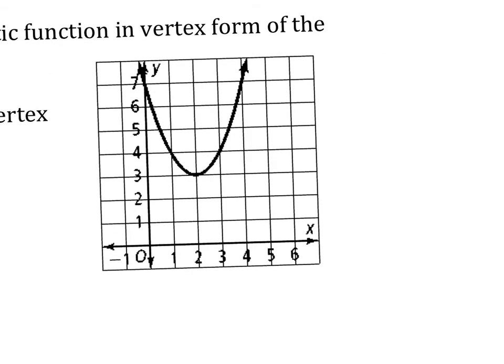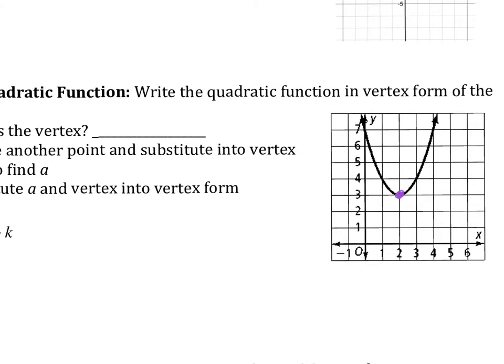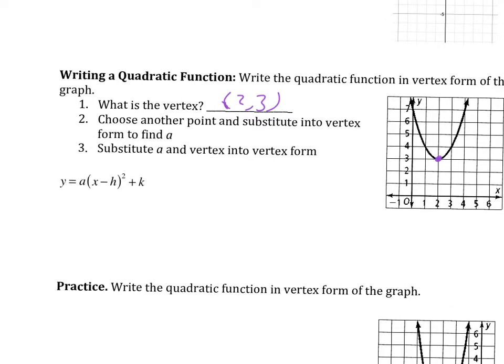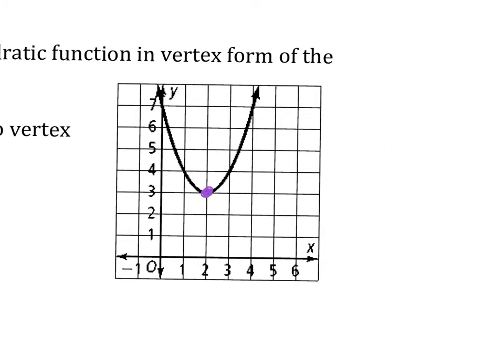So first off, over here, identify what my vertex is. This is 2, positive 3. So this part is just mental, but I'm going to write it down for now for you to see. 2, 3. Now, step number 2 is I'm going to choose another point and substitute all that stuff in. So find a nice little point here that works. So notice, this is a nice point that works. This is a nice point that works. 4, 7 is a nice point that works. So any of those blue points are going to work. It doesn't matter which one. I'm going to choose this one right here, 3, 4.